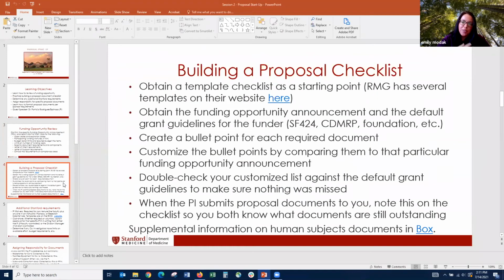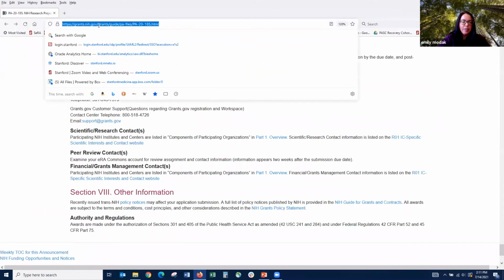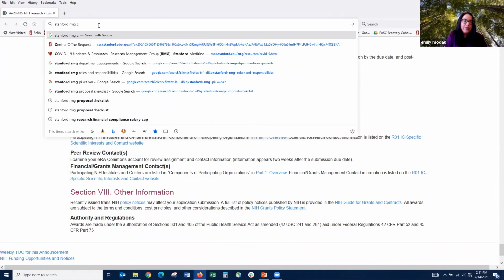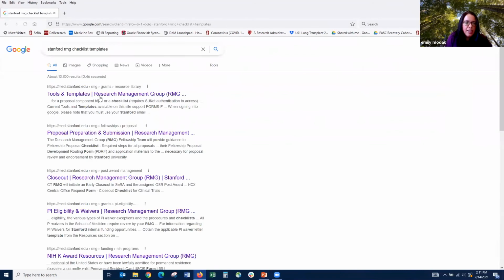Okay. So now you've read through your funding opportunity announcement. Now it's time to build a proposal checklist. There's a couple of ways of doing this. I like to get a template checklist as a starting point. I don't stop there, but that's where I start. RMG has several great templates on their website. And again, you can just use Google: Stanford RMG checklist templates. It's the first result, tools and templates.